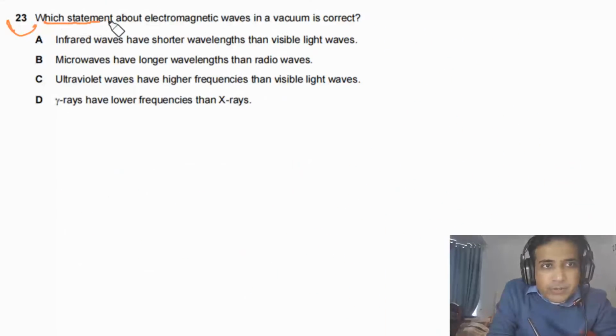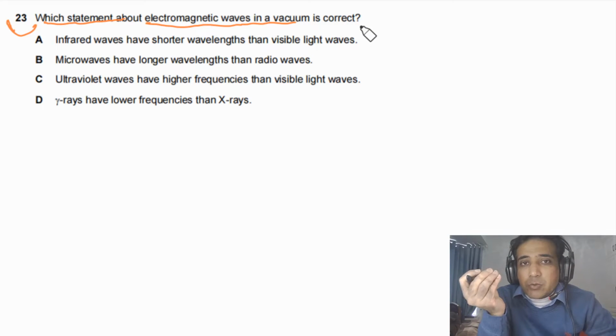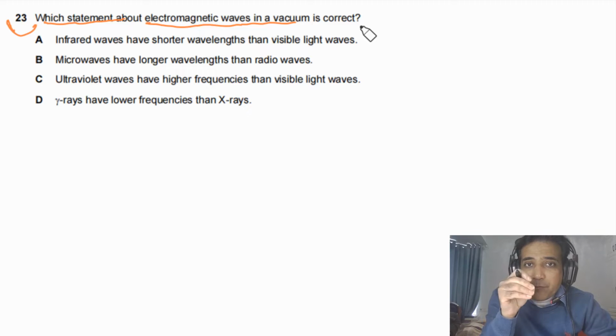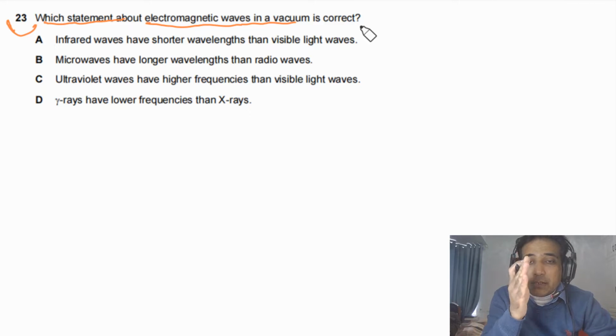Question 23 says which statement about electromagnetic waves in a vacuum is correct? This question is about the electromagnetic spectrum. Every paper, every year has one question about the electromagnetic spectrum in paper 1. So it's very important that you remember the electromagnetic spectrum. You need to understand the order of electromagnetic waves. You need to remember the wavelength of electromagnetic waves. And all electromagnetic waves have the same speed in vacuum. So you can calculate the frequency.